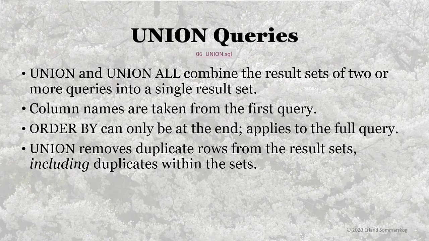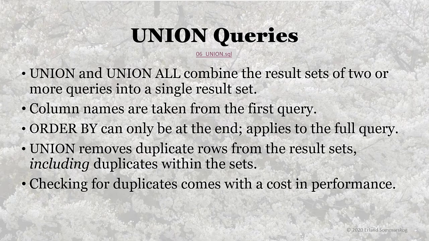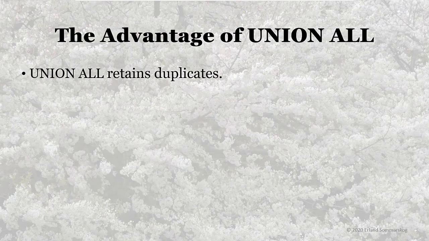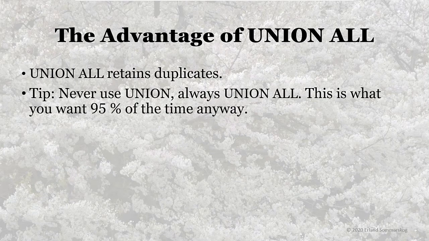Union removes duplicate rows from the result sets, including duplicates within the sets. And checking for duplicates comes with a cost in performance. So you really don't want to do this unless you really have to. And here is the advantage of union all. It does not remove duplicates. And I'm telling you, you should always use union all, because that is what you want 95% of the time. Because most of the time you don't want any time being spent on removing duplicates for one reason or another.